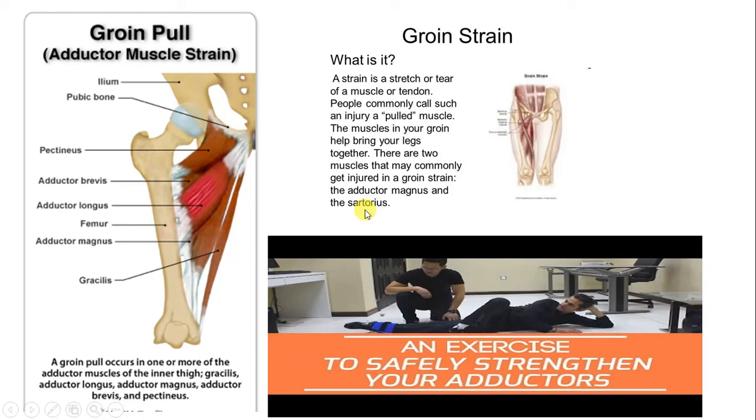When these muscles are injured, your legs cannot be pulled closer together. That's why it is called a groin pull. The two muscles involved are adductor magnus and sartorius. A groin pull can occur in one or more of the adductor muscles of the inner thigh: gracilis, adductor longus, adductor magnus, adductor brevis, and pectineus. Any one can be involved. Along with that, the sartorius, which is not an adductor but rather an abductor, can also be affected in a groin pull.